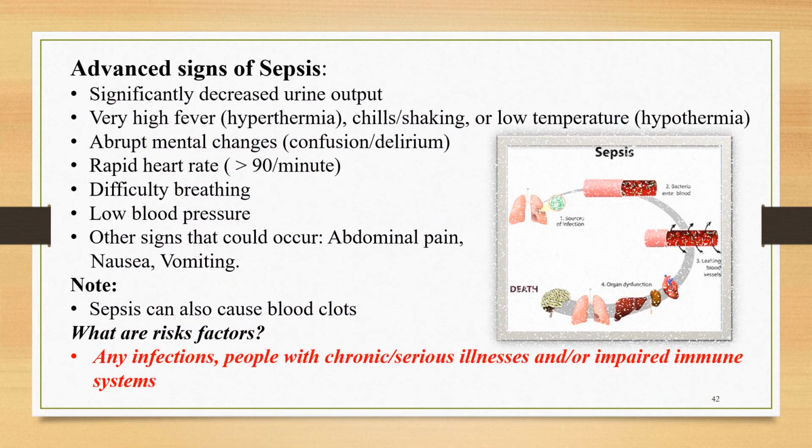Advanced signs of sepsis: significantly decreased urine output, a very high fever, chills, shaking, or a very low temperature, abrupt mental changes such as confusion or delirium, a rapid heart rate of greater than 90 beats per minute, difficulty breathing, low blood pressure, and other signs that could occur, such as abdominal pain, nausea, or vomiting. Note, sepsis can also cause blood clots.